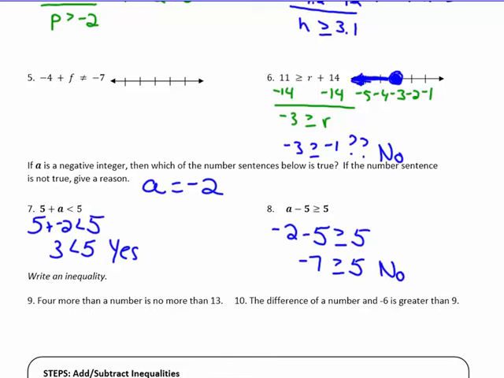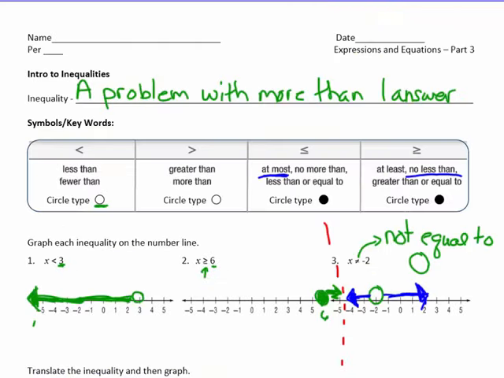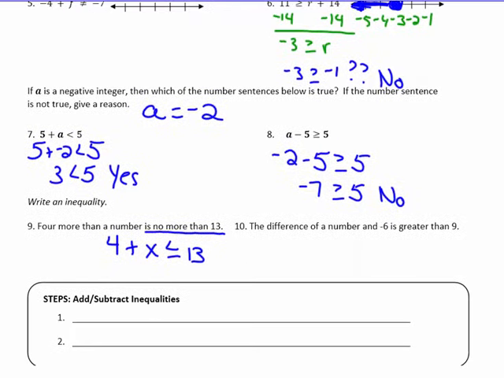All right, write an inequality. 4 more than a number is no more than, all right, so 4 more than a number, 4 plus a number, I'm going to let it be x, is no more than 13. So that means that's the biggest it can be, but then it could also be less than or equal to. And if you remember, on our very first page of notes, no more than is going to be this symbol right here. So you can always refer back to that. All right, sorry, getting back over here. And it didn't ask me to do anything with it, it just wanted me to write the inequality.